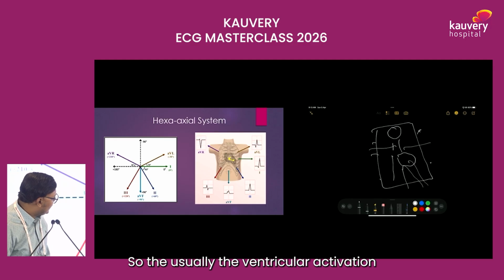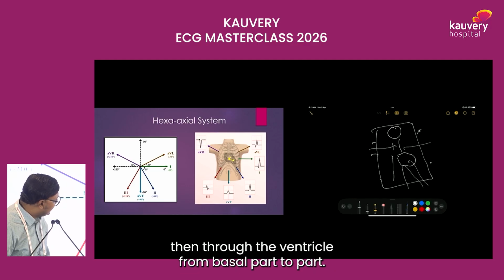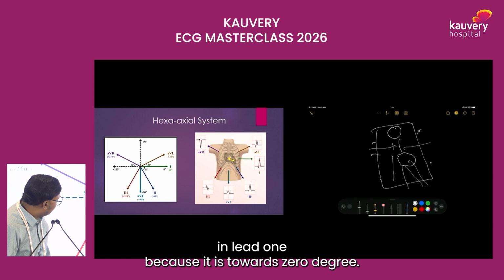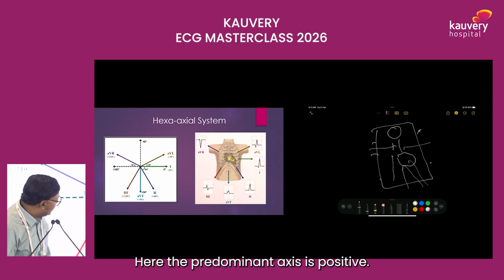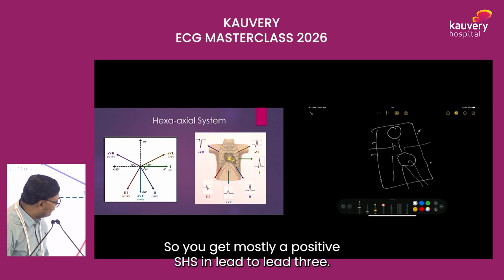Usually the ventricular activation takes place first across the septum from left to right, then through the ventricle from the basal part to the apical part. That's why in different views we get this kind of deflections. In lead 1, because it is towards 0 degrees here, the predominant deflection is positive. The primary axis of the heart is basically across lead 2 in normal hearts, so you get mostly a positive QRS in lead 2.